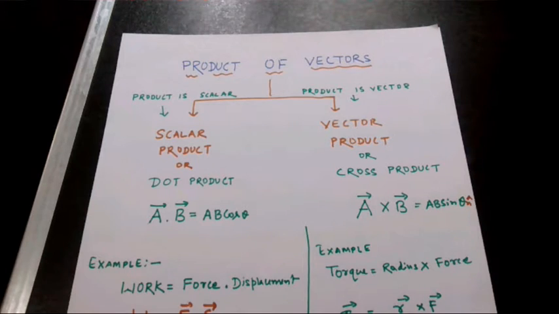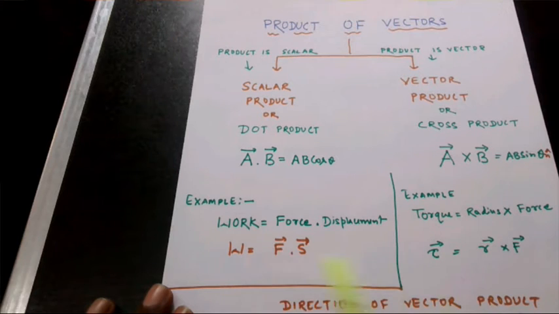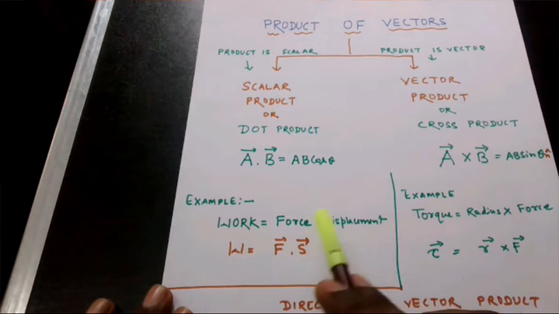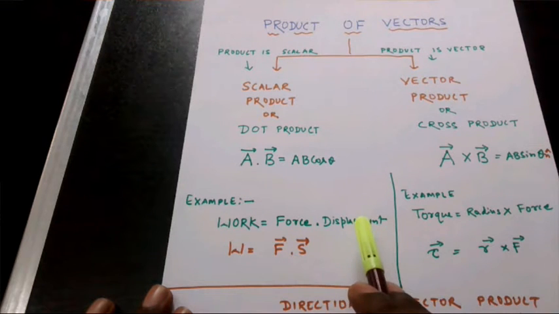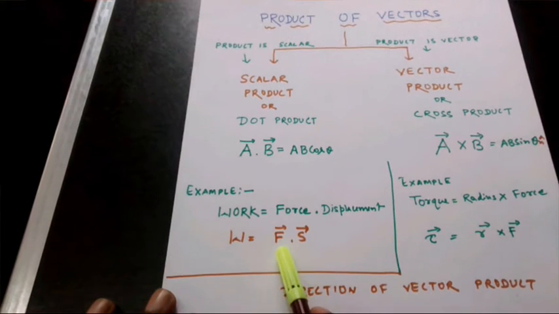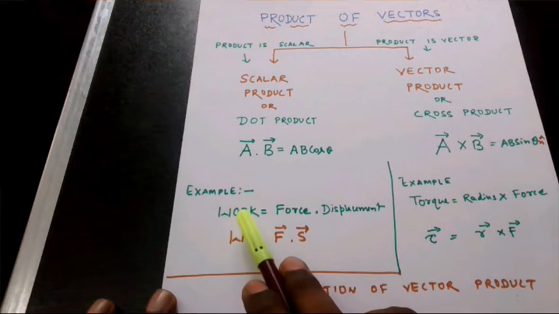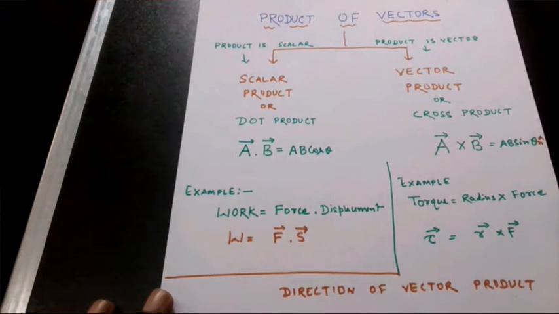Example, let's see first the example of scalar product. The scalar product example is work. Work is a scalar quantity, force is a vector quantity, and displacement is also a vector quantity, and it has been shown over here. F is a vector, S is a vector, and W is a scalar quantity, so no arrow sign has been put over the W character.